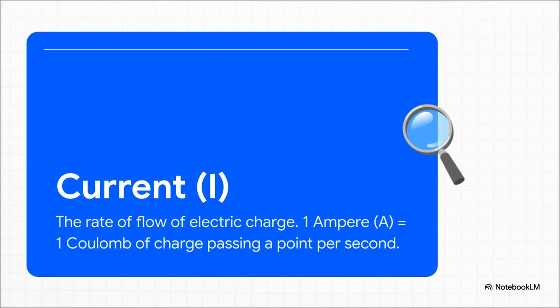This flow is what we call current, and we measure it in amperes, or just amps. Now, we just mentioned charge is measured in coulombs. Don't let that word scare you. For our purposes, a coulomb is just a giant bag of electrons. I mean, a ridiculously huge bag. So when we say the current is 1 amp, it just means that one of these giant bags of electrons is flowing past a single point in a wire every single second. It's the rate of the flow.